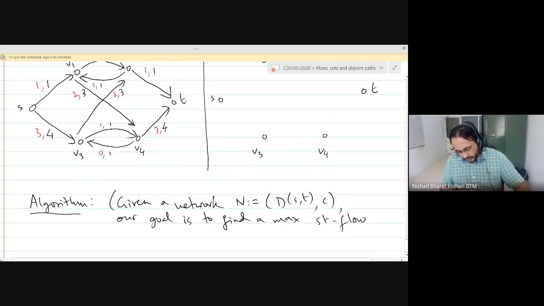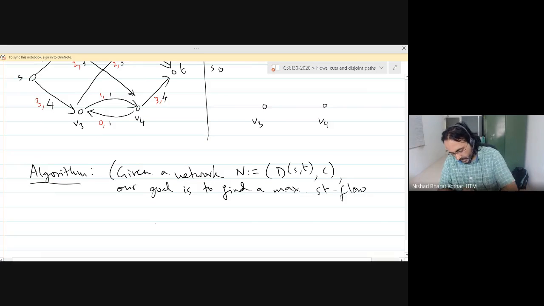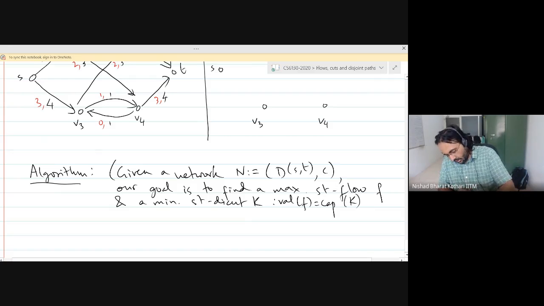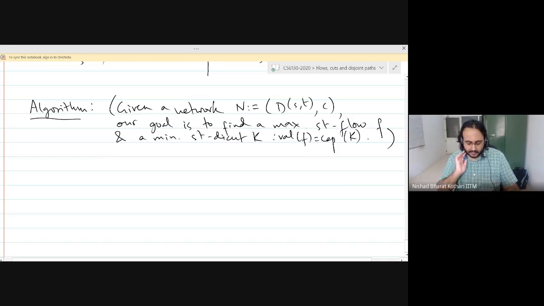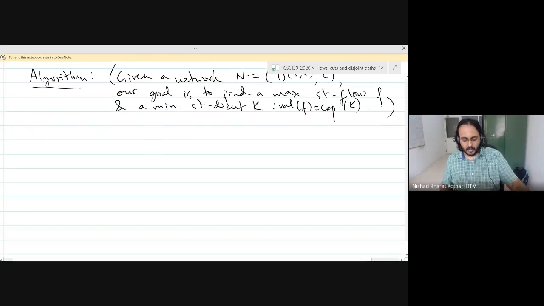and to certify. How do you certify that a given ST flow is maximum? You find a minimum cut of the same capacity, right? Our goal is to find a maximum flow and a minimum cut. And of course, because this is a max flow and a minimum cut, it will be the case that the value of the flow is equal to the capacity of the cut, right? So this can be thought of as a certificate, right? How do you convince someone that a flow is maximum? By giving them a cut of the same capacity, okay?